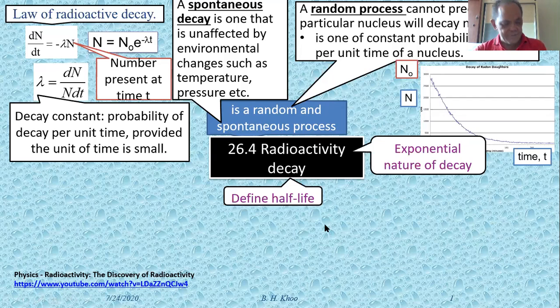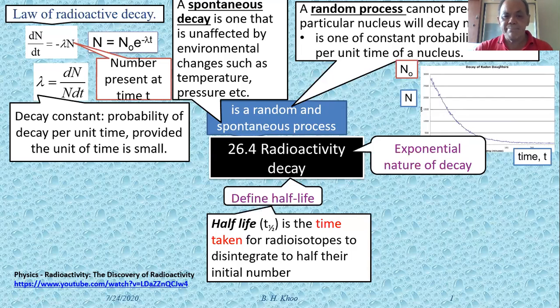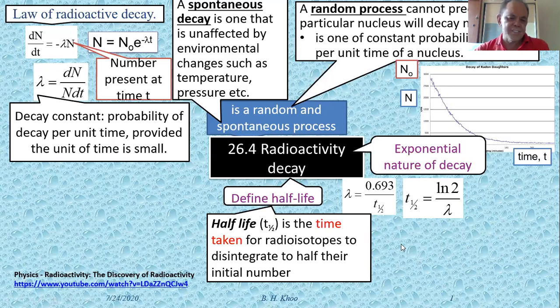Then, if it's exponential decay, we can define the term half-life. It is the time taken for the isotope to disintegrate to half their initial number. And we can obtain this equation by deriving it. It's given in the data sheet: lambda equals 0.693 over T half. This is your half-life. Or we can rewrite that, ln 2 equals 0.693.